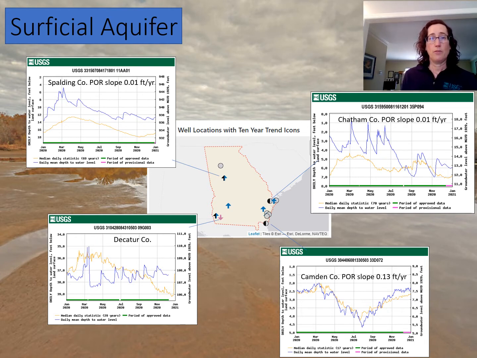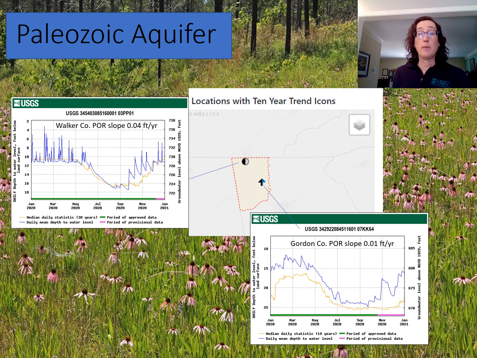So in the Surficial Aquifer, water levels were above median levels in Spalding County, below median levels until September when they rose above median levels in Decatur County, above median except during September and November in Chatham County, and right around median levels in Camden County. In the Paleozoic rock aquifer, water levels were near median levels in Walker County and a little bit above median in Gordon County. The period of record water levels are increasing slightly in both of these counties.